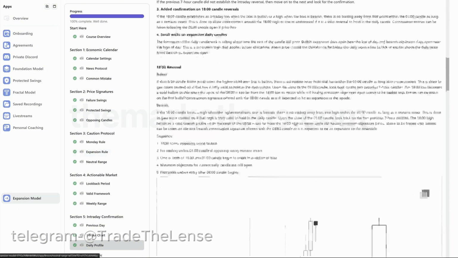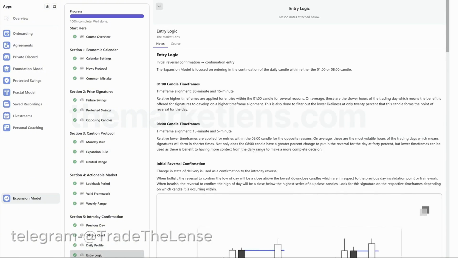And then we're going to pair that alongside entry logic. This is the last part of getting on side with the trade. Within that daily profile understanding, we're looking for an initial reversal confirmation to a continuation entry after this occurs, because this model is going to be focused on entering in the continuation within either the 1 o'clock or the 8 o'clock candle.